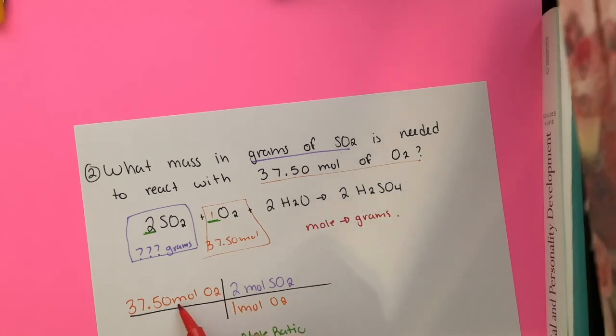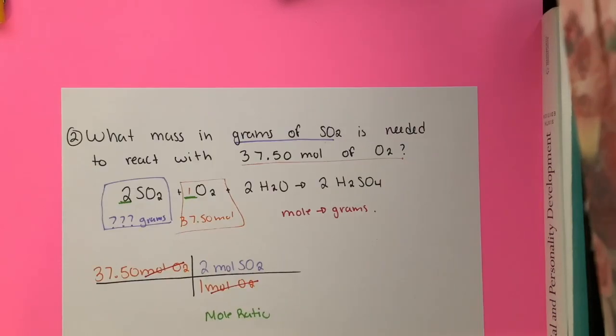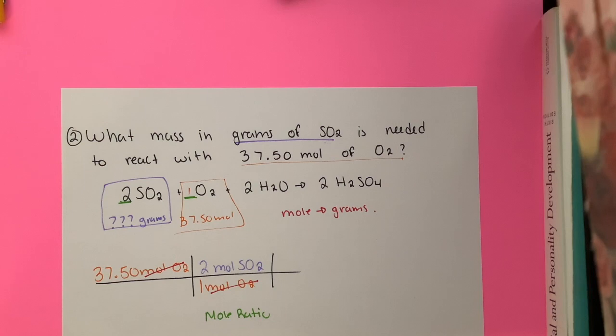Like this, again, the moles of oxygen cancel each other out. Now, am I done? Let me see. The only unit that's not crossed out is moles of SO2. The question is asking about SO2, but it's asking for the grams, not the moles. So I need to do one more step where I go from moles of this compound to grams of the same compound. So I need to go from moles to grams.